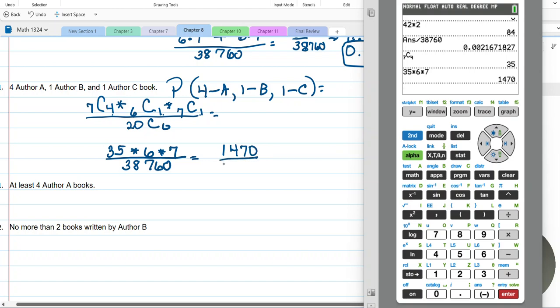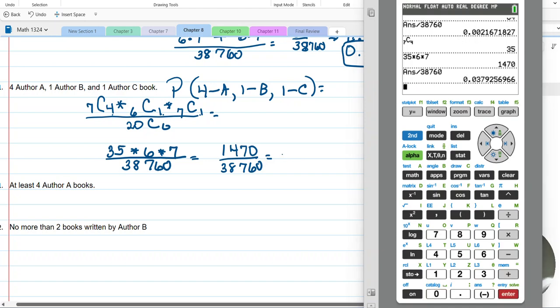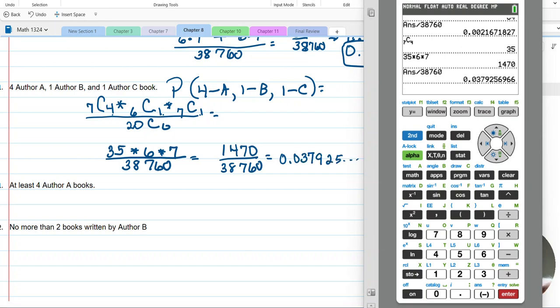Out of that same number that we've had, 38,760. All right. So we're going to divide that out. I'm going to get 0.03795 dot dot dot 1 2 3 4, 0.0379. No change. Make sure you use good rounding rules so you won't get frustrated.